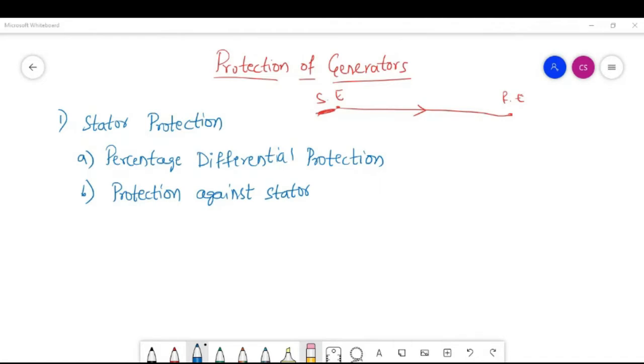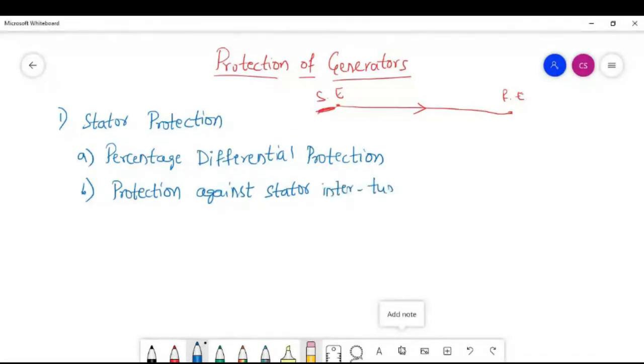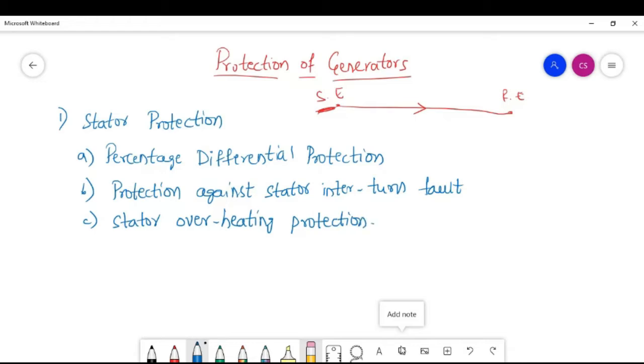Protection against stator interturn fault. This is a fault related to the circulating currents flowing in the stator windings. And third one, stator overheating protection. So these are the three types of protective schemes to protect the stator winding of a generator.